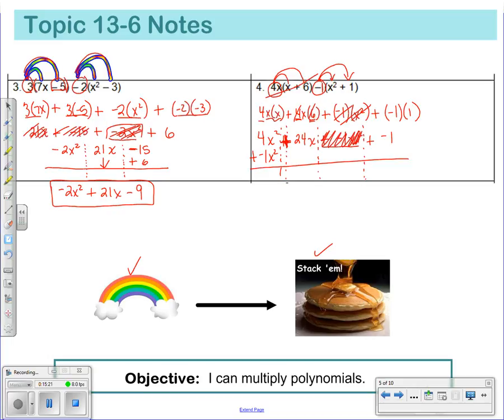We'll say 4 plus a negative 1. 4 plus a negative 1 is going to be a positive 3. We still have the x squared. Nothing else combines with the x's, so that's 24x. And then at the end, nothing else combines with our negative 1, so I'll put just the negative 1. So our answer is 3x squared plus 24x minus 1.